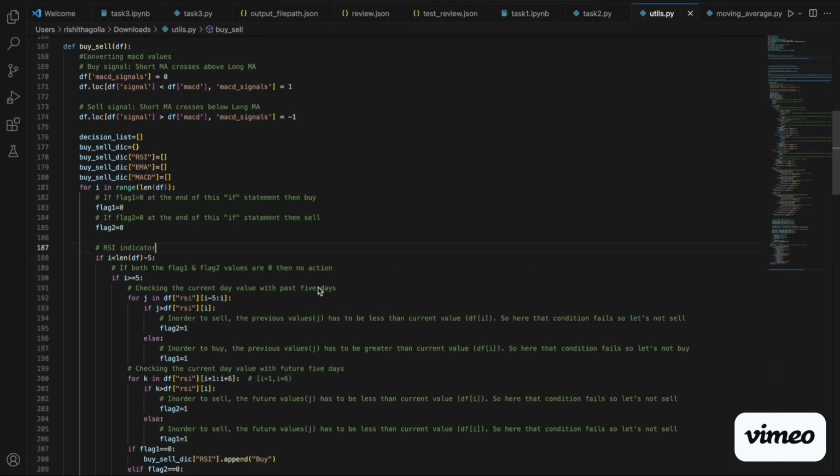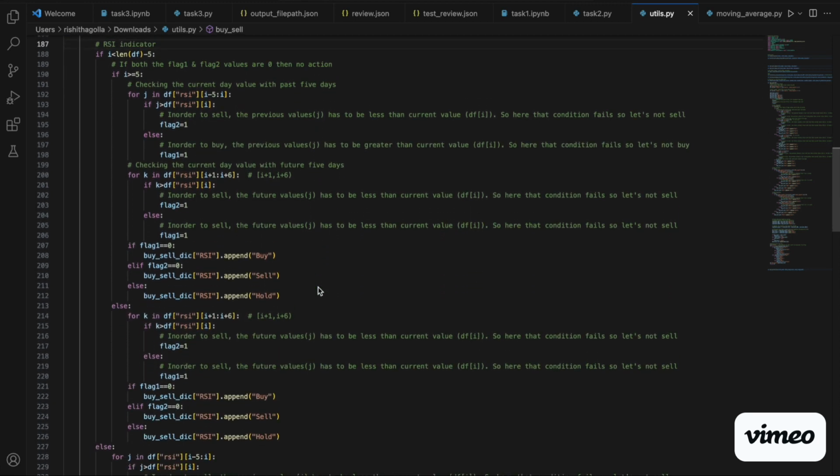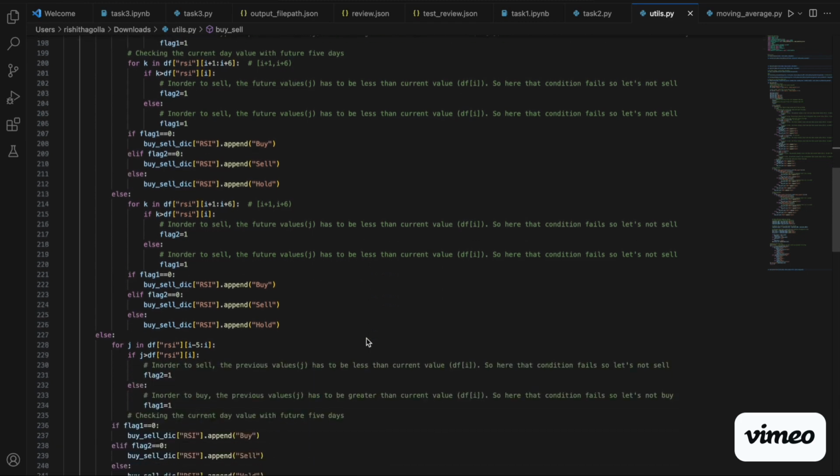Now let's see the buy and sell signal logic. We are using three indicators to get the signal. First, we generate buy and sell signals for each indicator based on a set of conditions. For the RSI indicator, if the value is low compared to the 5 values before and after, then we give the buy signal. And if the value is high compared to the 5 values before and after, then we give the sell signal. And if it is not low or high, then we give a hold signal.